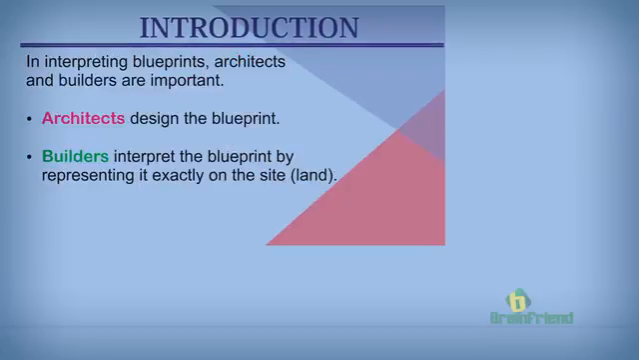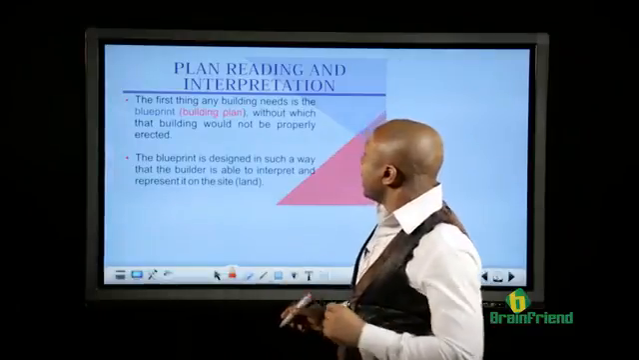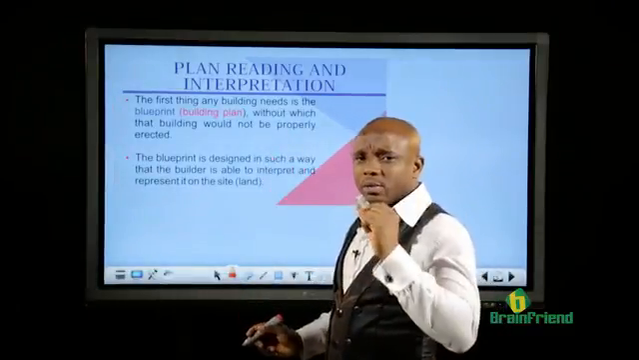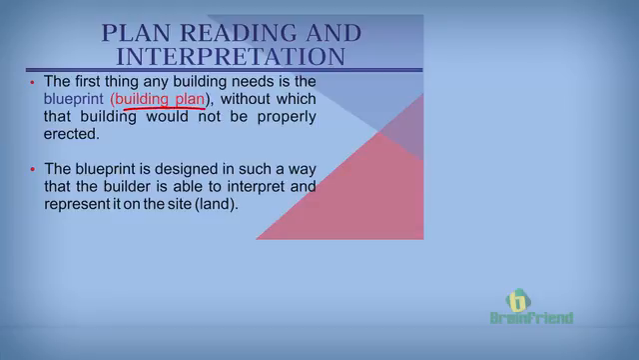Now, in interpreting a blueprint, two people are important. The first is the architect, who is responsible for the design of the blueprint. And then we have the builder, who interprets the blueprint by representing it exactly on the site, or you can say the land. The first thing we should consider in buildings is the blueprint, which can also be called the building plan, without which a building cannot be properly erected.